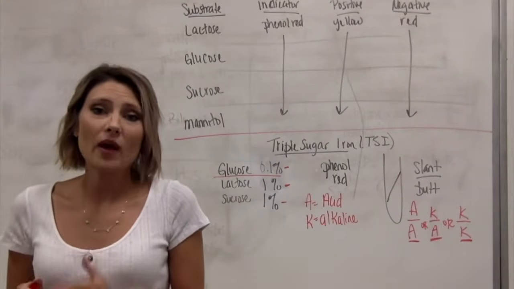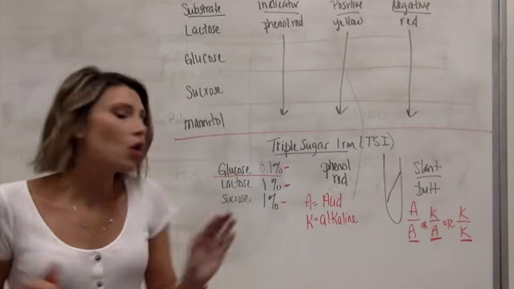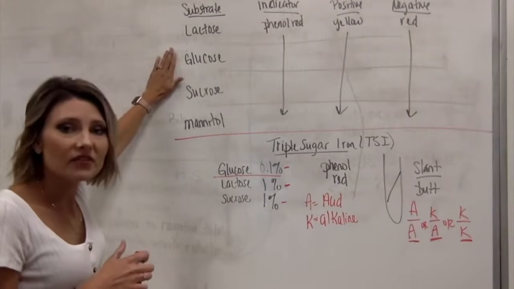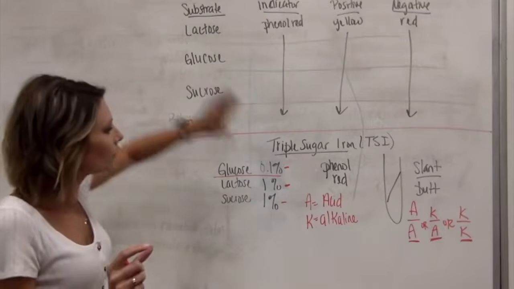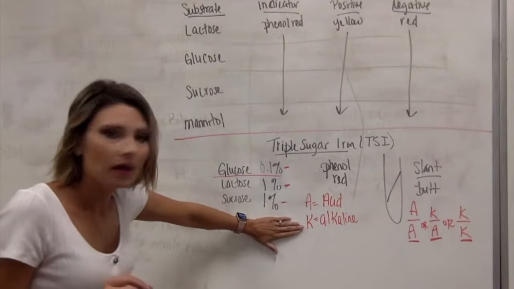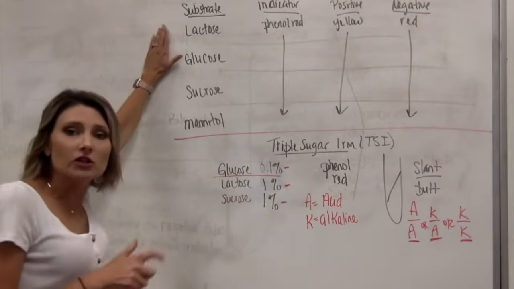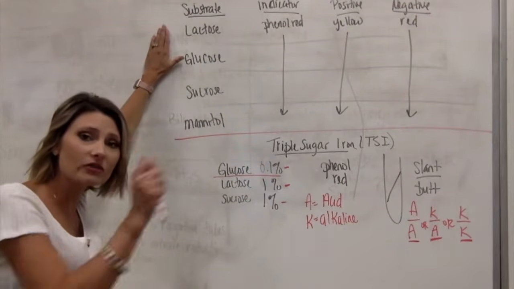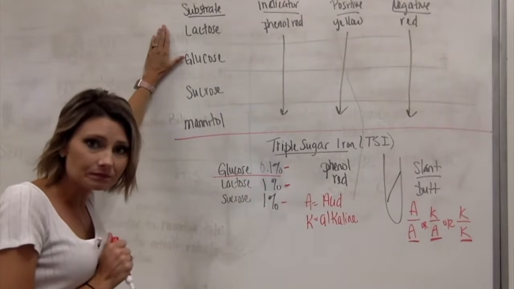There really is no way for us to know. So, to differentiate which one it fermented, we do this. That's why they are done together. We do the TSI. Depending on what reaction we get here, we're going to go up here and then look at these and see which ones it actually fermented. We break the sugars up. And that's why these are always done together.